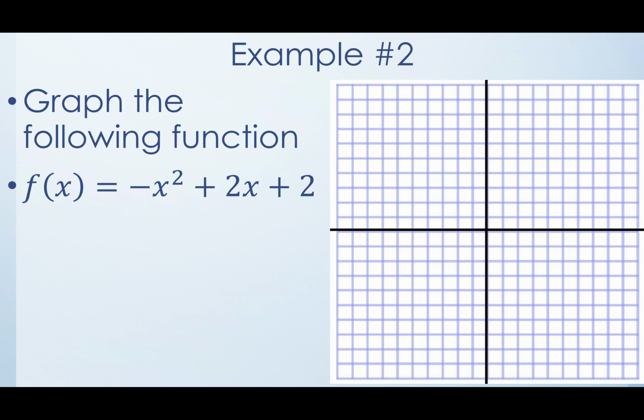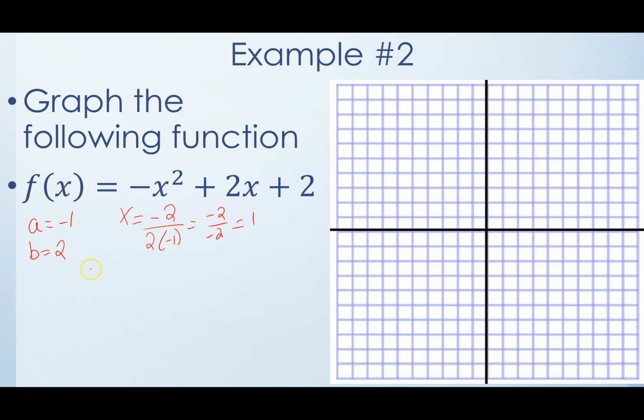Alright, so if it looks like this, our a value is negative 1, because that's what's in front of x squared. Our b value is a positive 2, because that's what's in front of x. So the x-coordinate of the vertex will be negative of b divided by 2 times a. Negative 2 over negative 2, which is positive 1.